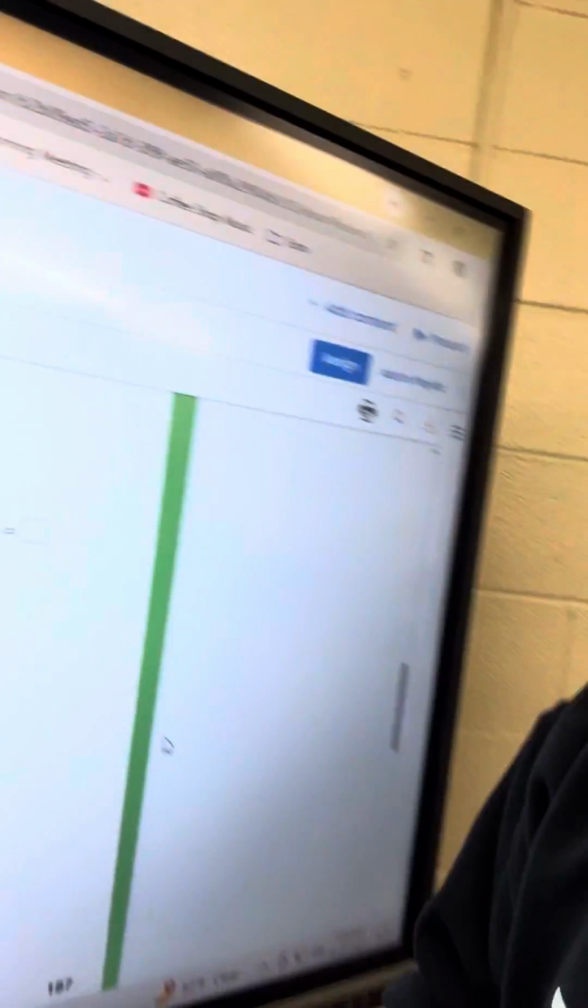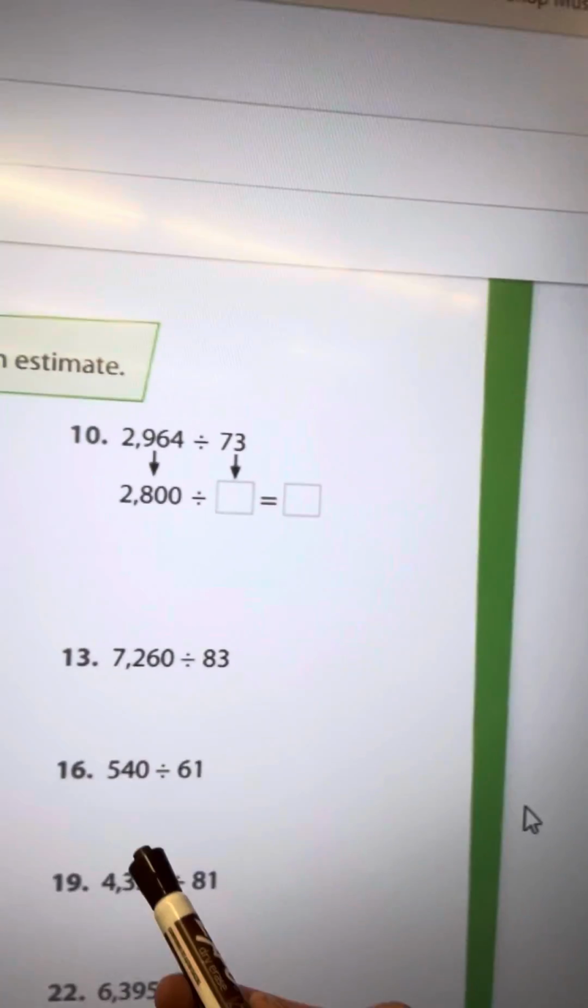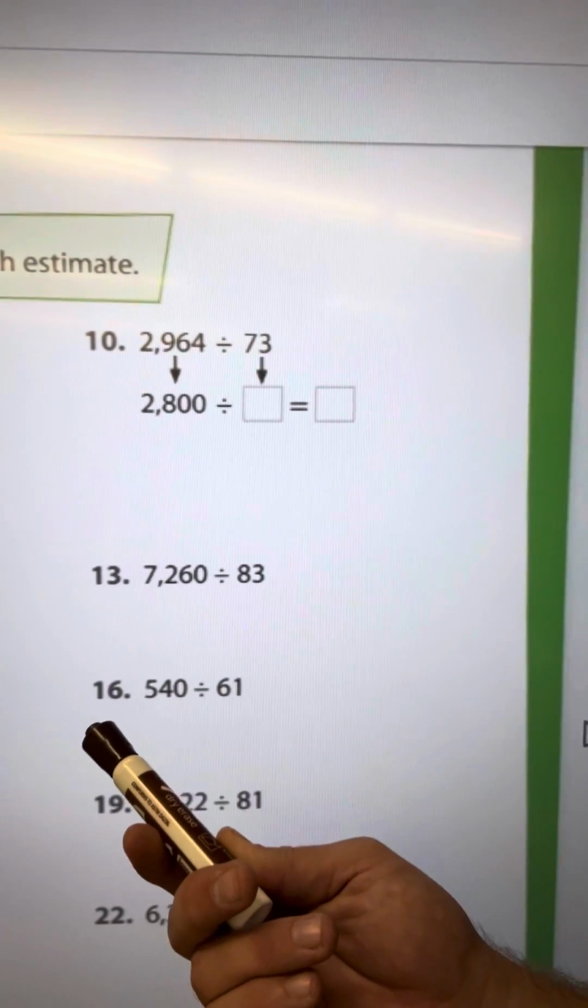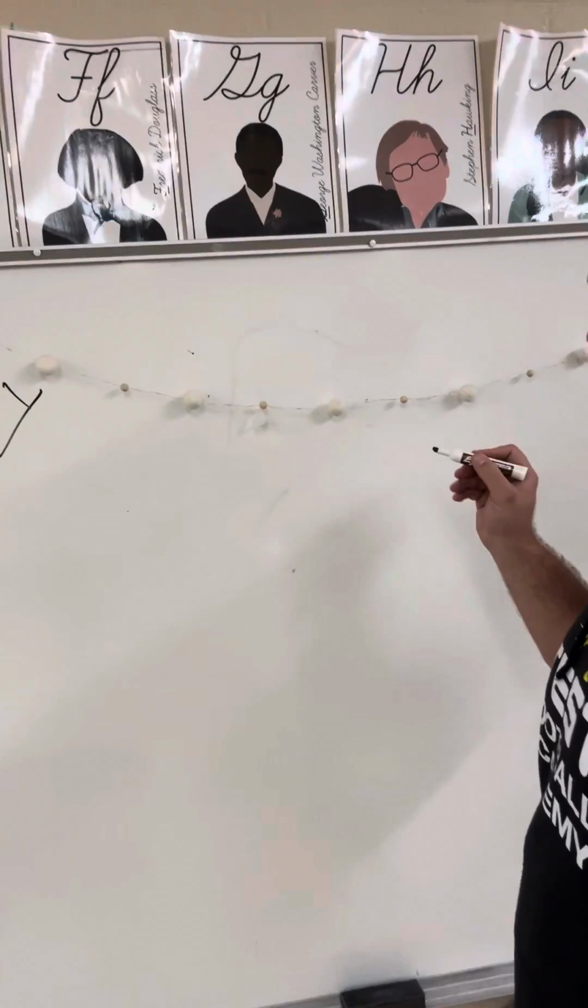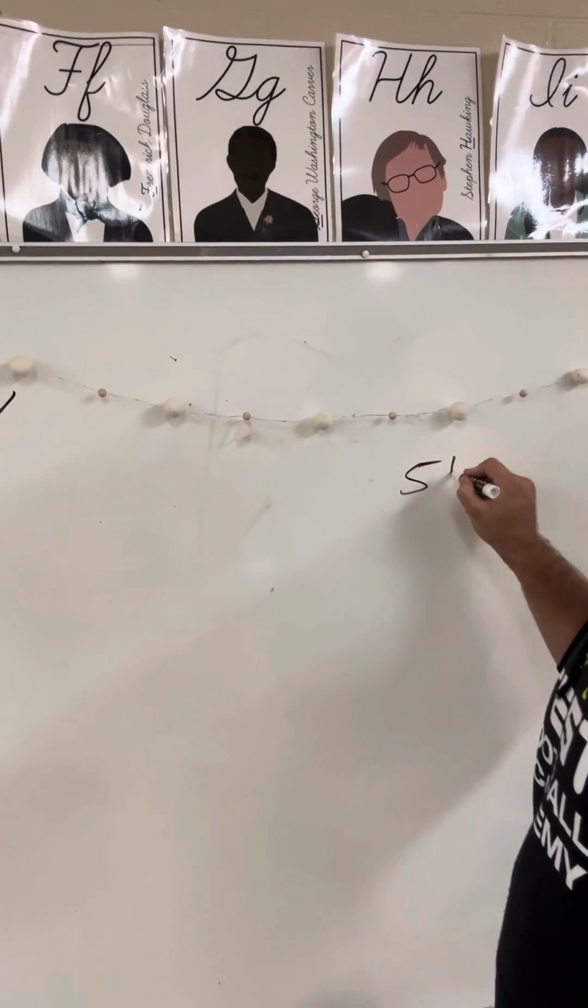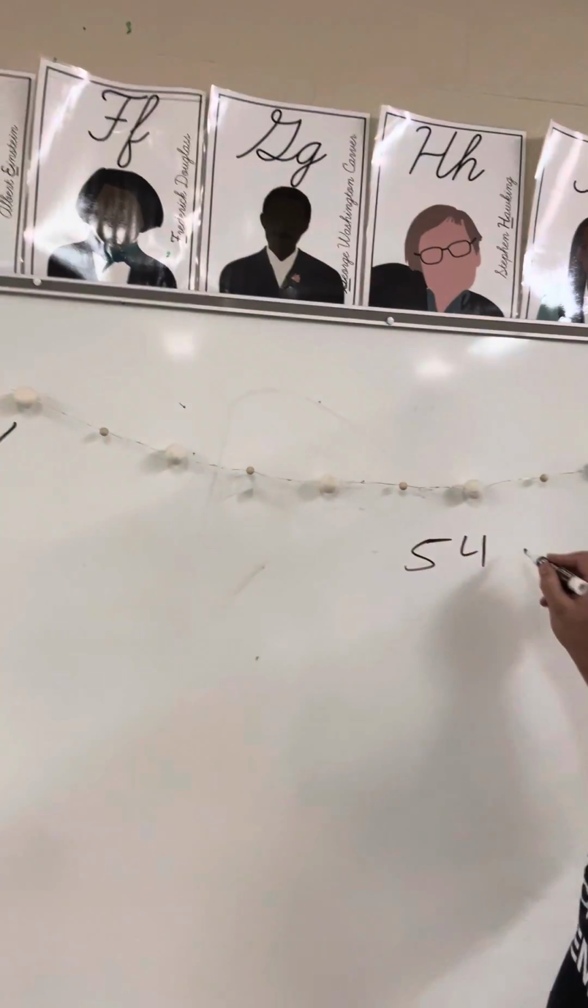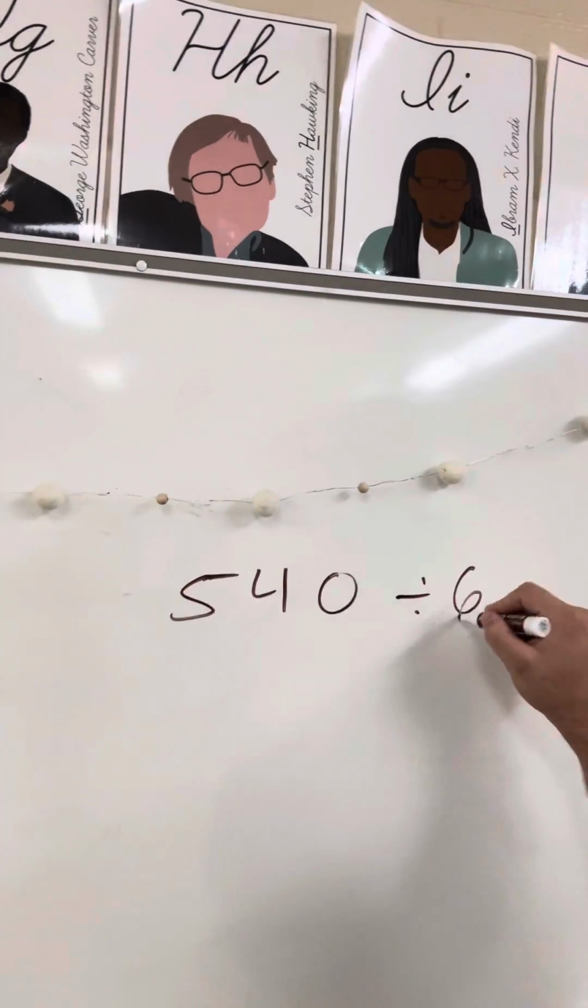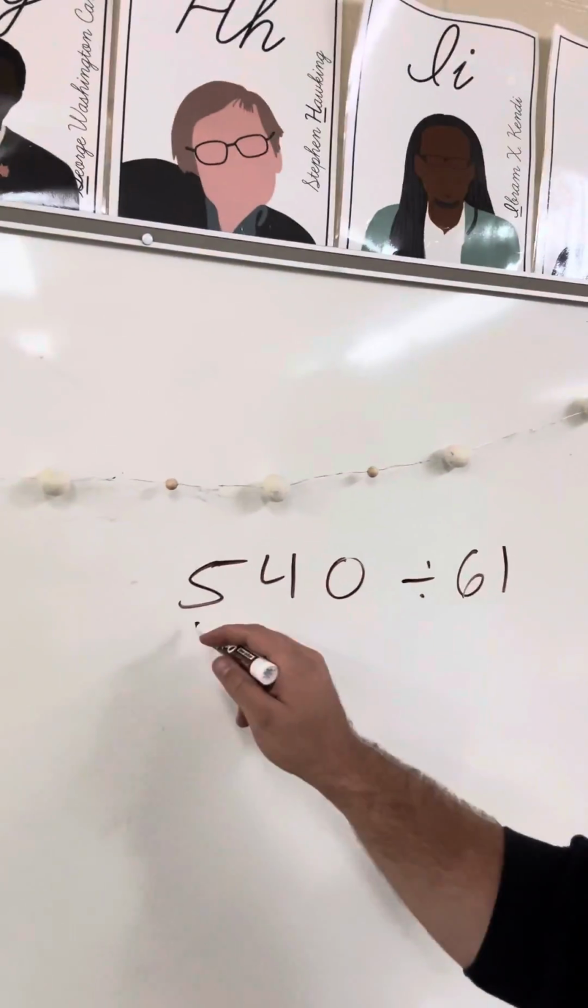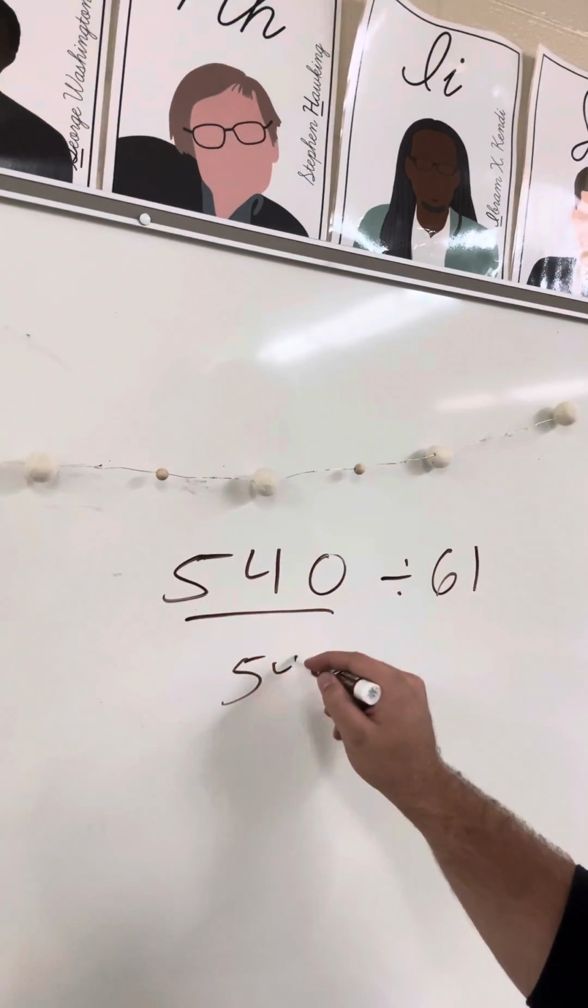So I'm going to start off here by showing you how to do number 16. Number 16 was right here. We know that's 540 divided by 61. Come over to the board. Right here. Selfie style. 540 divided by 61. We know that 540 is fine. That can be divided by 6. We're going to leave it.